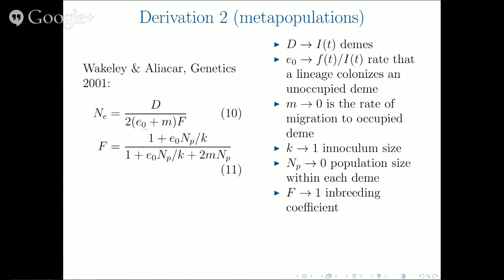If you make the following substitutions, you'll actually retrieve the coalescent rate from our 2009 paper. If you set the number of demes equal to the number of infected individuals, if you set the colonization rate to the per capita transmission rate, which is incidence over the number of infected, if you set the migration rate to occupied demes, so this would be the superinfection rate, to 0, if you set the inoculum size to 1, if you set the population size within hosts to 0, then the fixation index F converges to 1, and take my word for it that making all the substitutions, my coalescent rate will pop out of that.